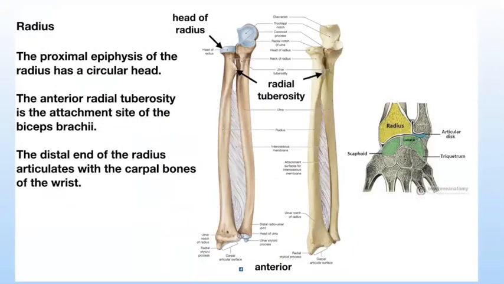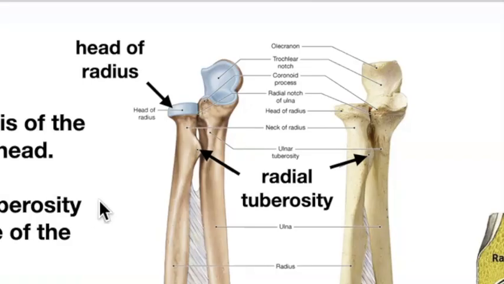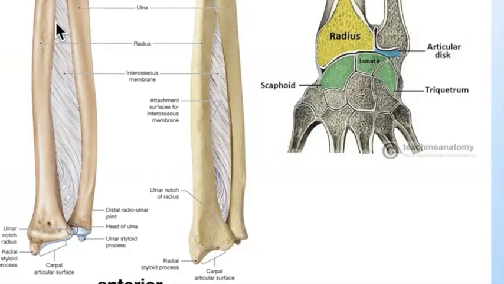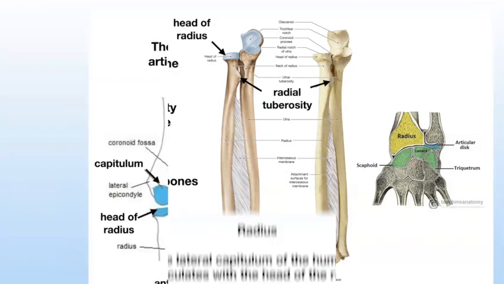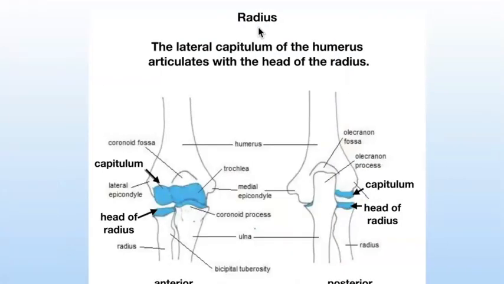All right, moving on to the radius. So the proximal epiphysis of the radius has a circular head. The anterior radial tuberosity is found just distal to the head of the radius, and this is the attachment site of the bicep brachii muscle. And then the distal end of the radius does articulate with the carpal bones of the wrist. So that's kind of an overview of the radius. Now let's get into more detail.